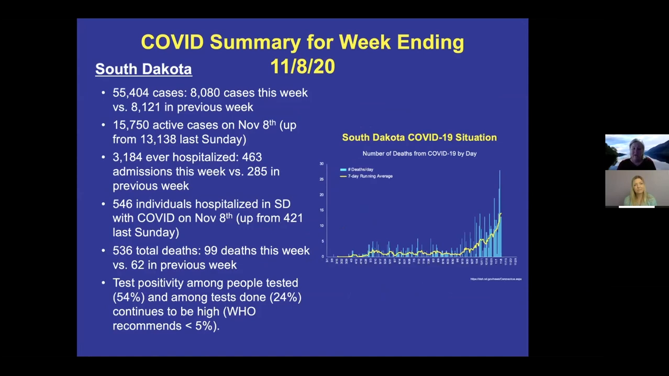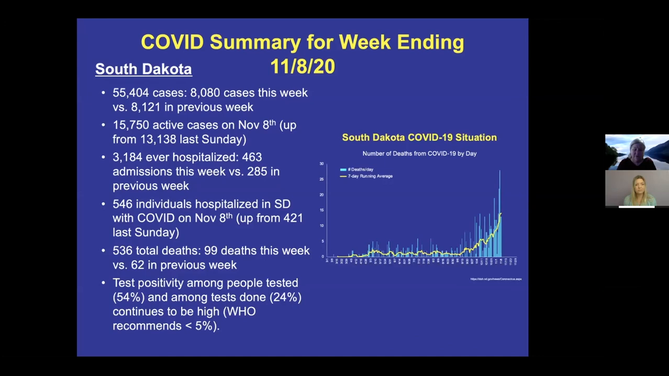But we had 15,750 active cases yesterday, and that's up from 13,138 the previous Sunday. There were 3,184 people who have ever been hospitalized. 463 of those admissions have been this week versus 285 admissions in the prior week. And there were, as of yesterday, 546 individuals hospitalized in South Dakota with COVID, and that's up from 421 the previous Sunday.